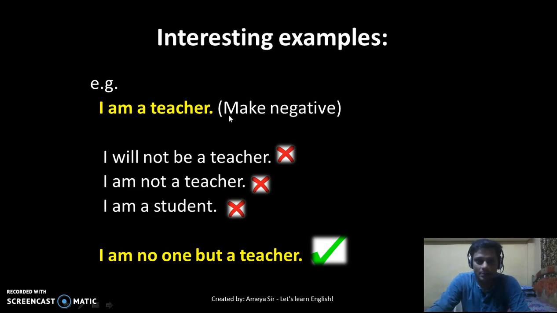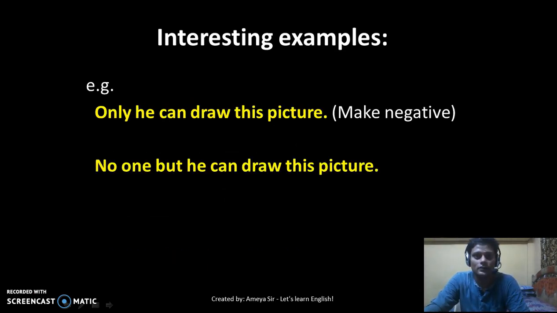I repeat, I am a teacher. Make it negative. Well, you can't say I am not a teacher, because then you will be blatantly changing the meaning. The line wants to convey that you are a teacher. And then if you say I am not a teacher, well, you're altering the meaning. In fact, you're saying the opposite. So I am a teacher. I am no one but a teacher. It's a nice way of transforming it. Remember that you're going to have exercises at the end of this video.